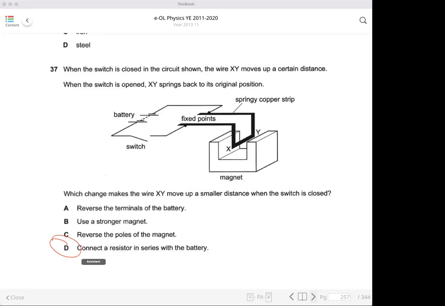Okay, correct. If you make your battery weaker, you will get a smaller distance. Is that clear? So either your current is lesser or your magnet is lesser, you produce a lesser force. So this is a force. To reduce a force, either you reduce the current or you reduce the magnetism. Is that clear?